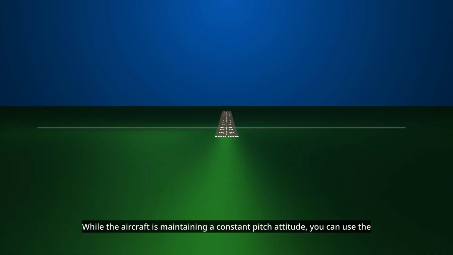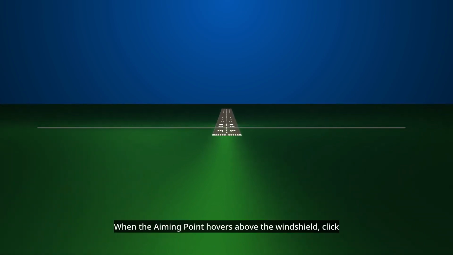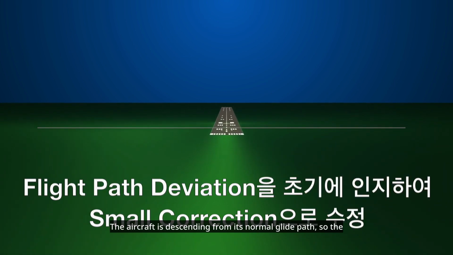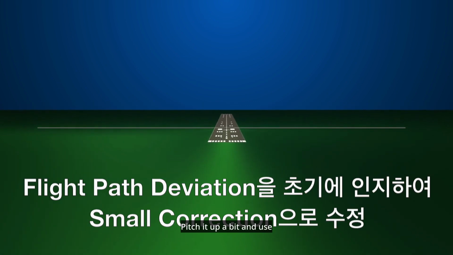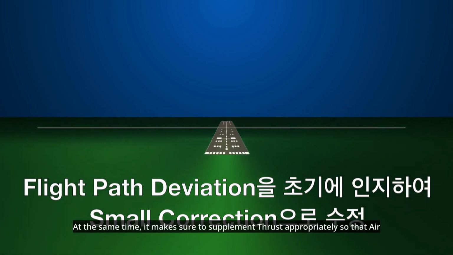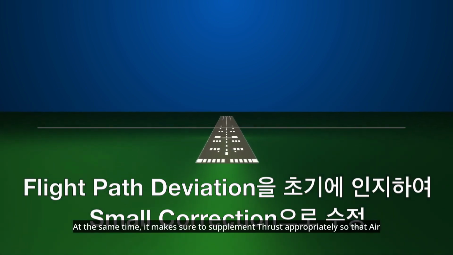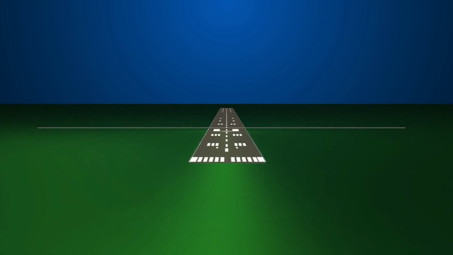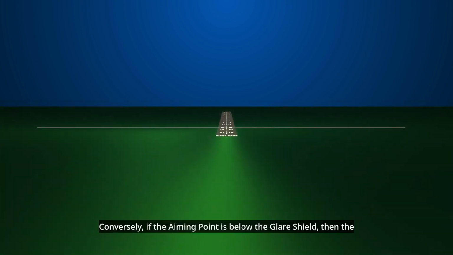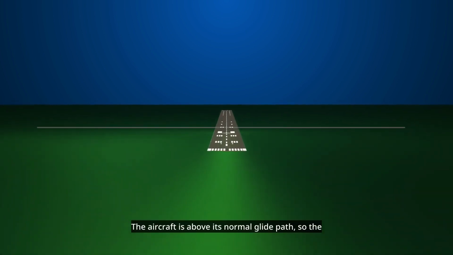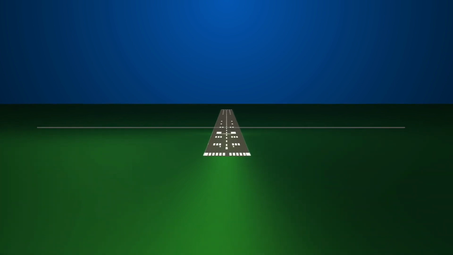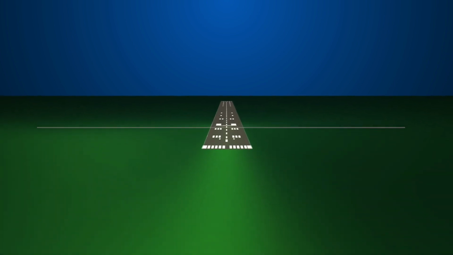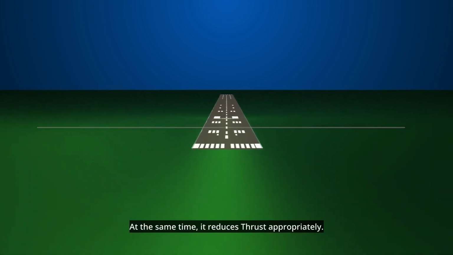While the aircraft is maintaining a constant pitch attitude, when the aiming point moves above the windshield, the aircraft is descending below its normal glide path, so pitch it up a bit. At the same time, make sure to supplement thrust appropriately so that airspeed is not reduced. Conversely, if the aiming point is below the glare shield, then the aircraft is above its normal glide path, so pitch down a bit. At the same time, reduce thrust appropriately.